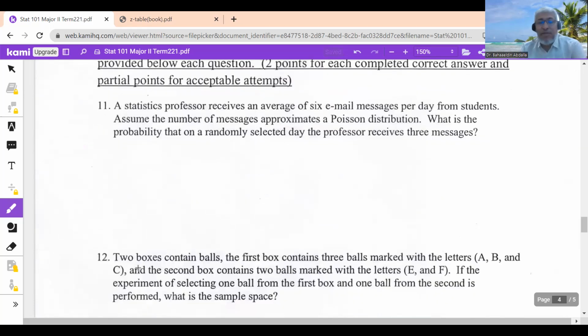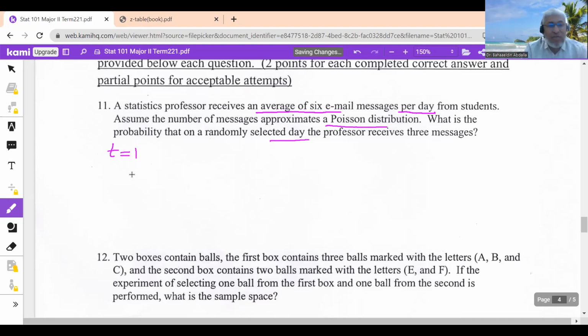A statistics professor receives an average of 6 email messages per day from students. So that's the average. Assume the number of messages approximates a Poisson distribution. Okay. So we have a Poisson distribution. What is the probability that on a randomly selected day? Notice that he said per day. So the number of segments is 1. You know that segments is denoted by t, so t is 1.